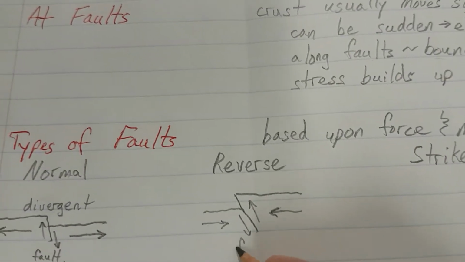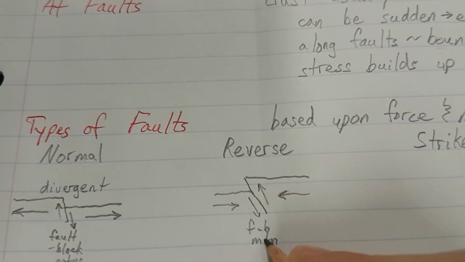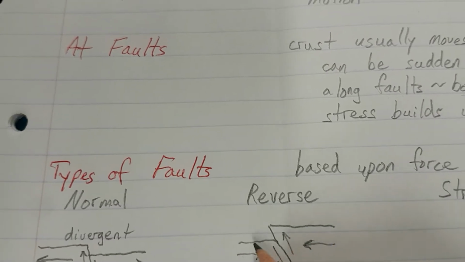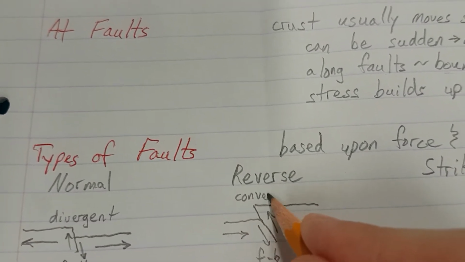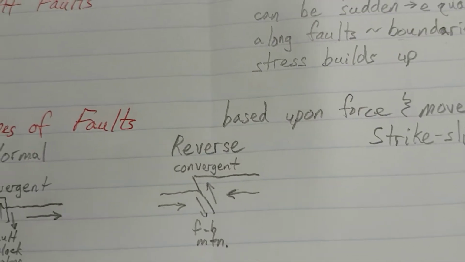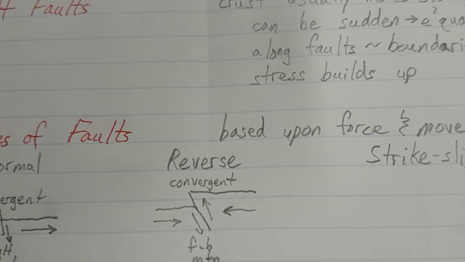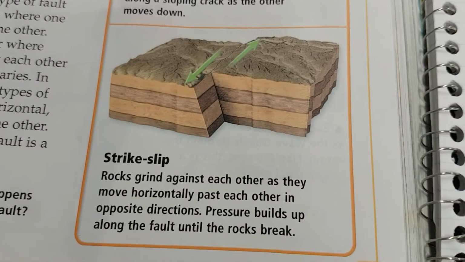So F-B MTN period. But they're coming together, so that is convergent plate boundaries, right? CONVERGENT.